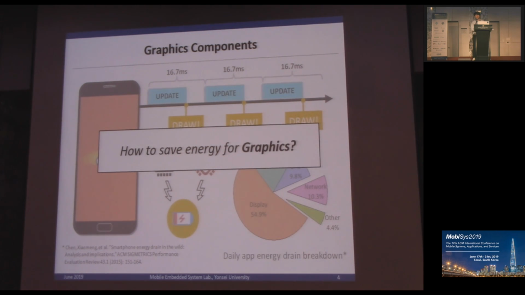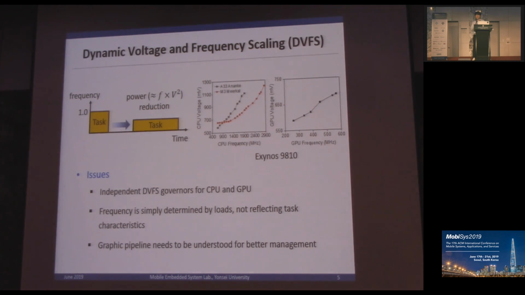Then, how to reduce the energy consumption of the graphics pipeline? The key power-saving feature in mobile is dynamic voltage and frequency scaling. This feature controls the operating voltage and frequency of the processor at the same time to reduce the energy. As shown in this graph, the operating voltage of the processor is proportional to the operating frequency. So even if the same task is executed, the energy consumption can be lowered at a lower processor frequency.